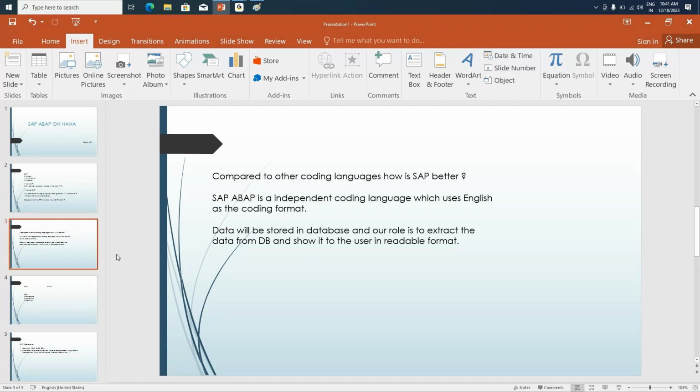And SAP is an independent language, so you don't need to worry, as I said, there is no prerequisite, zero prerequisite that you need to have coding knowledge. No knowledge is required. You can come with a fresh mind and understand ABAP.